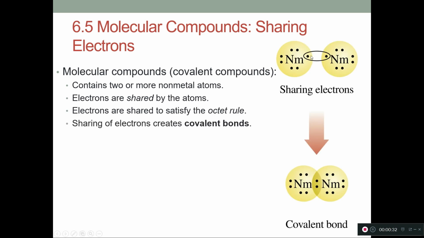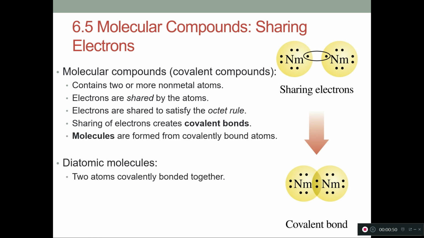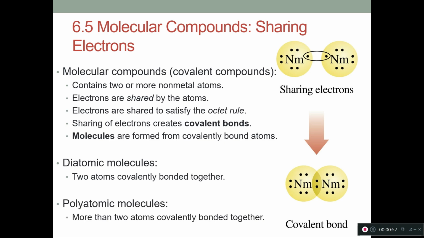So when we share electrons, we take one of the unpaired electrons from one of the nonmetals and the unpaired electron from another nonmetal. We pair them up and share them like this, such that both of these nonmetals now have a full octet. And these are molecules, and they are formed from covalently bound atoms. We can have diatomic molecules, which are two atoms covalently bonded together, or polyatomic molecules, which are more than two atoms covalently bonded together.